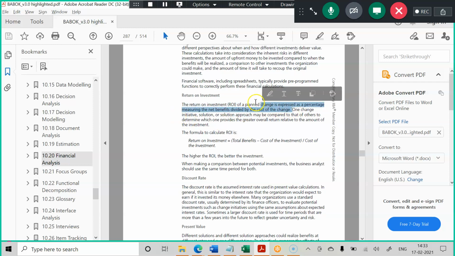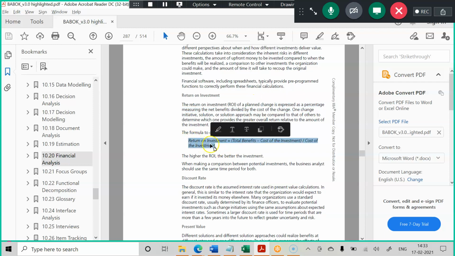So this is one. And if you look over here, the formula that they have given here is total benefits minus cost of investment by cost of investment. But based on the calculation that I did during the exam, I realized that this is what they're applying to get the answer, because when I used this particular formula I got the answer. So in your exam you could probably try out this formula first before you try this one.